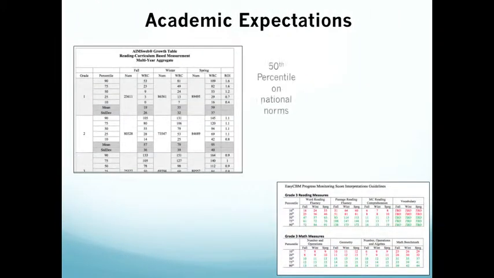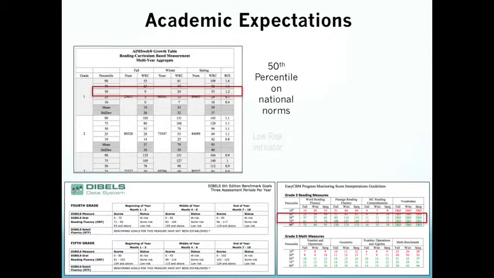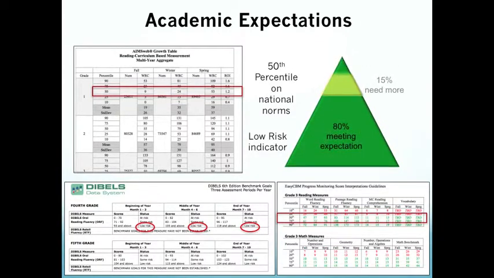Academic expectations can come from many different data sources. Curriculum-based measurements. We might want to use the 50th percentile on national norms. Sometimes we use risk indicators, wanting our students to be in a low-risk zone. If we're taking a bigger picture look at the school, we often use the ideal that we want 80% of our students to be meeting that expectation.